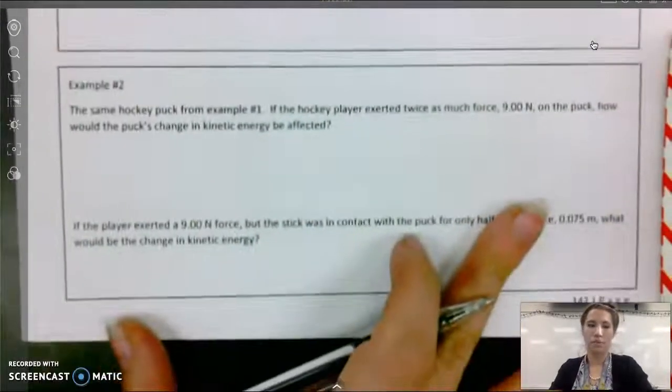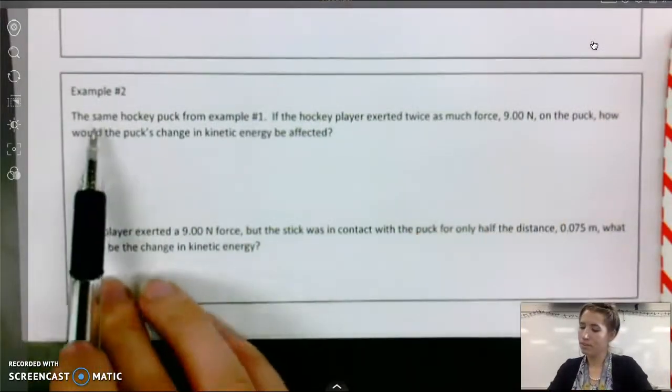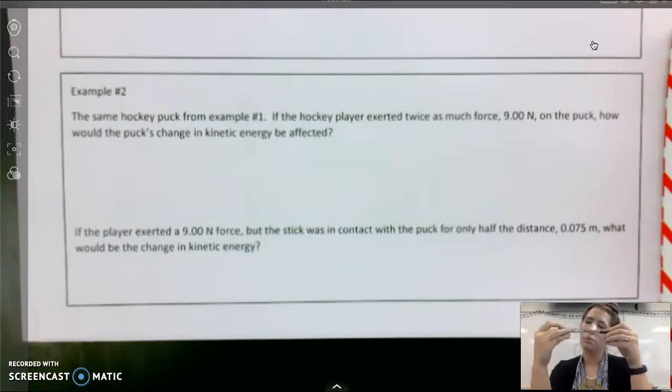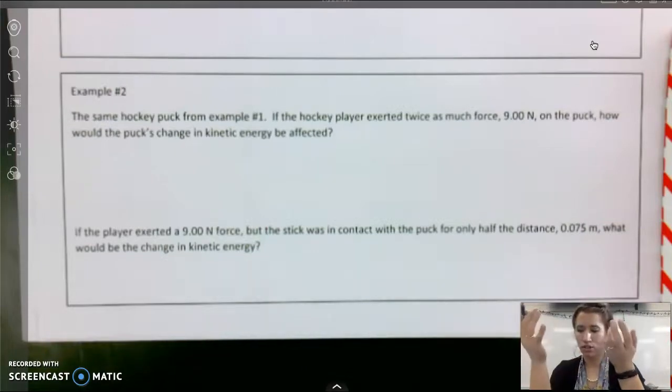Example number 2. Same hockey puck from example number 1. If the hockey player exerts twice as much force now on the puck, how would the puck's change in kinetic energy be? So let's think through this. The puck is sliding across the ice. It's not raising off the ice or sinking into the ice. So potential energy is not changing. It's kinetic energy that's changing.